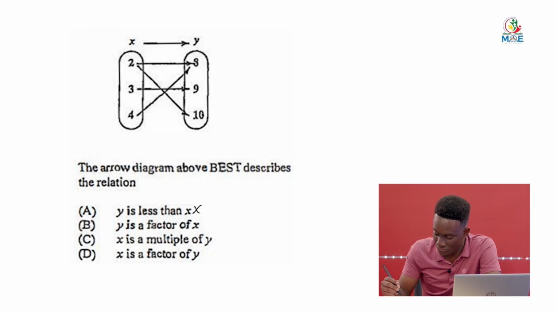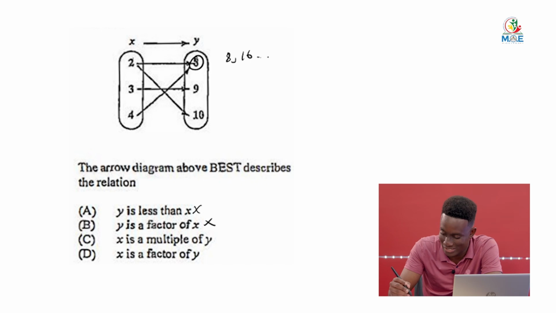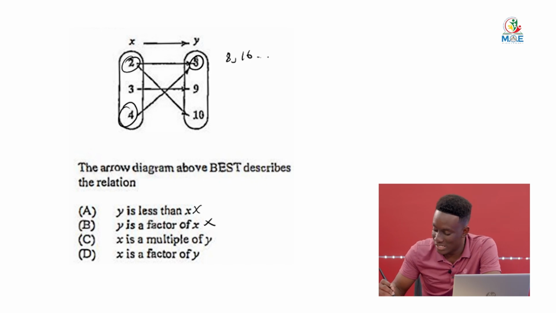Let's see. Y is a factor of x. So we see, is 8 a factor of 4? No. So that is definitely not true as well. So we see x is a multiple of y. So let's list the multiples of 8. The multiples of 8 would be 8, 16, and so on. So we see these numbers are definitely not those. So that is out as well.